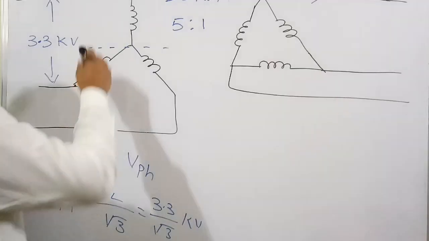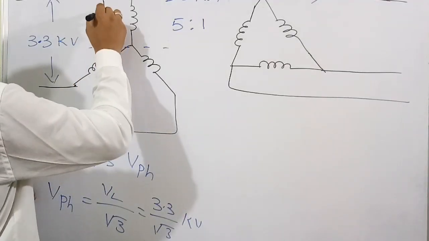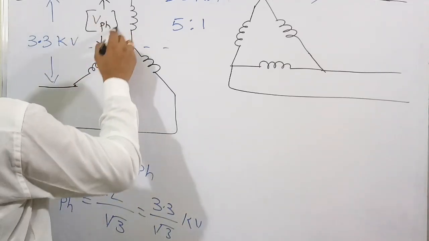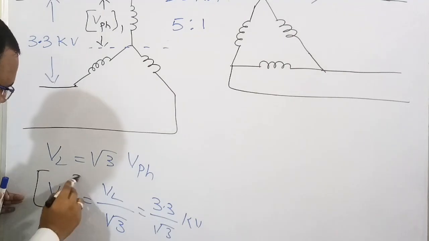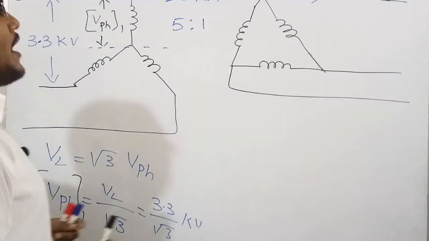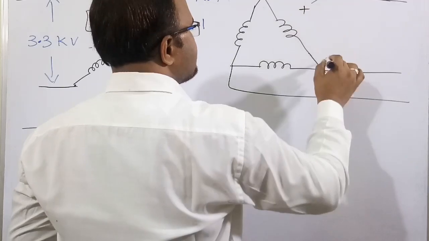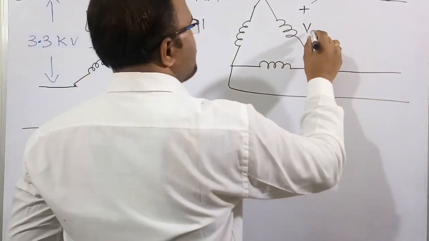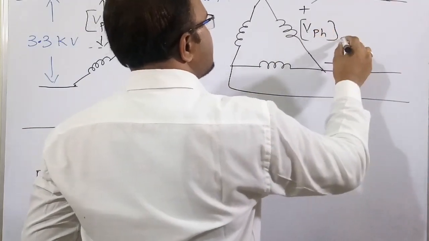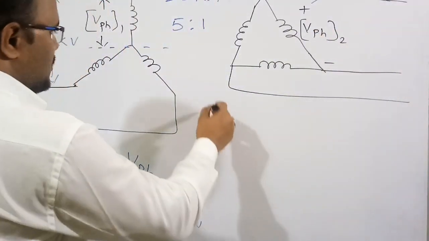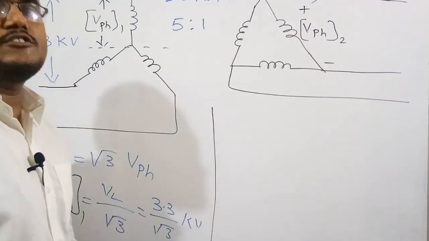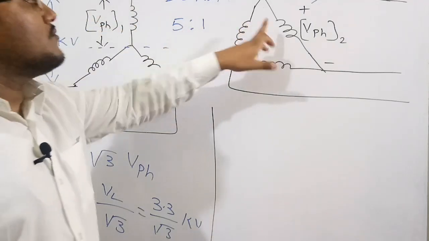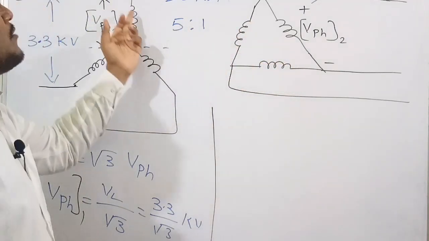This is the phase voltage of the primary side. Let me assume this is 1, so 1 means the star connection side. Now I want to figure out the phase voltage of the secondary side. Let me assume this is the phase voltage of the secondary side. By using the simple turns ratio, if these turns are 1, then those will be 5 times more.